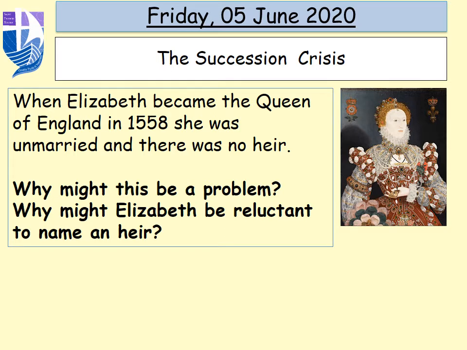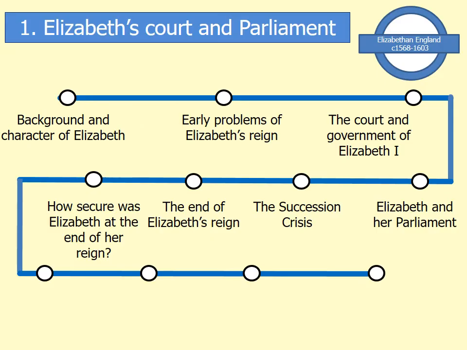So we're going to find out about the succession crisis and how this resolved by the end of her rule in the year 1603. So this just shows us the topics that we've done. We've looked at the background and character of Elizabeth. We looked at the early problems of her reign. We've looked at the court and government of Elizabeth I. We've found out about her parliament. So we're going to then look at succession crisis. And then in our other lessons this week, we're going to look at the end of Elizabeth's reign and how secure she was at the end of her reign.